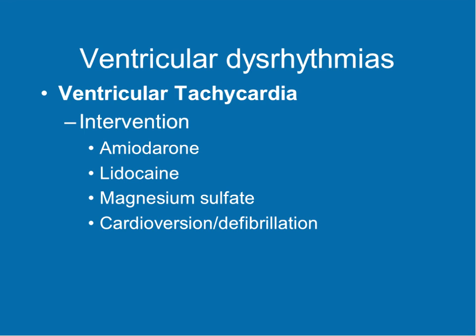Magnesium sulfate is used if it's torsades, and you give 1 to 2 grams over either 5 minutes to 60 minutes, depending on your patient. If your patient is in a code, then of course you're going to give it much faster. And then cardioversion and defibrillation. So if your patient has a pulse, you should cardiovert. If your patient does not have a pulse, you defibrillate.